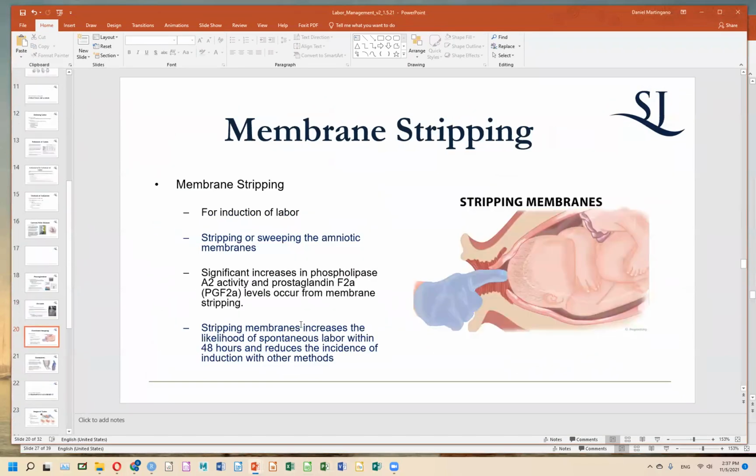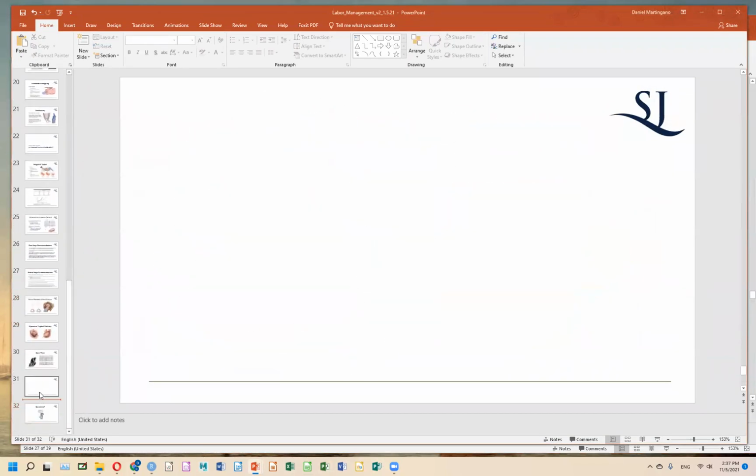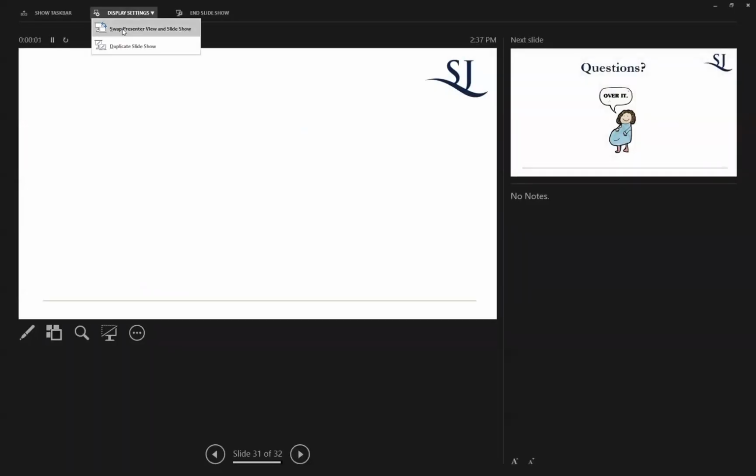Moving along in our scenario, if you have questions along the way, feel free to interject.